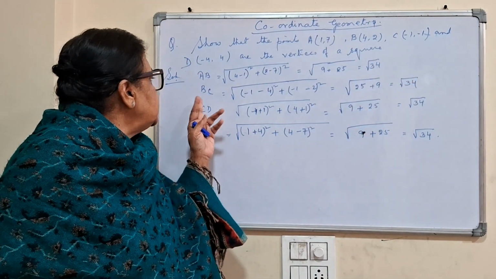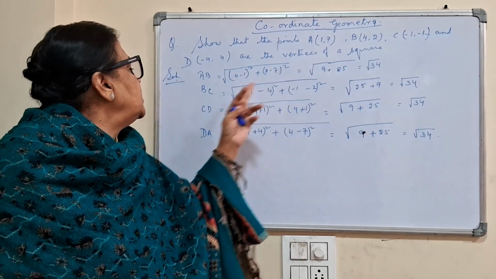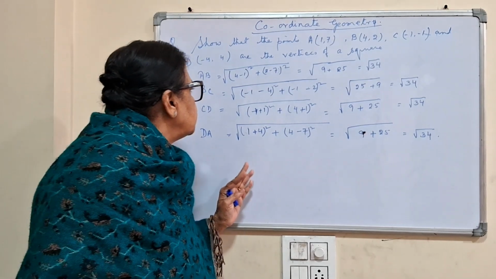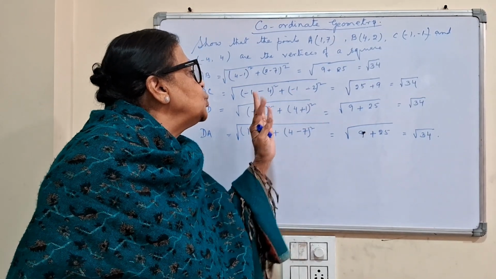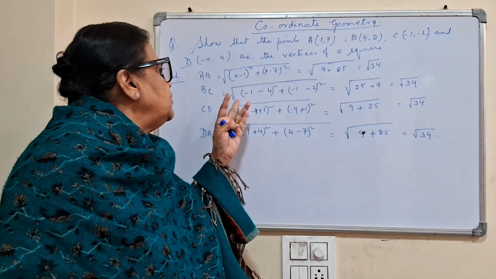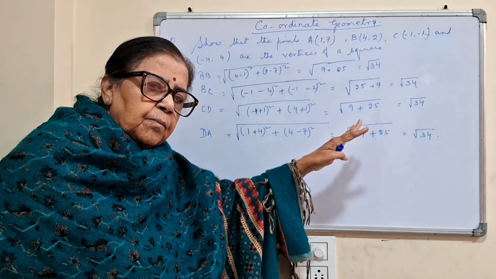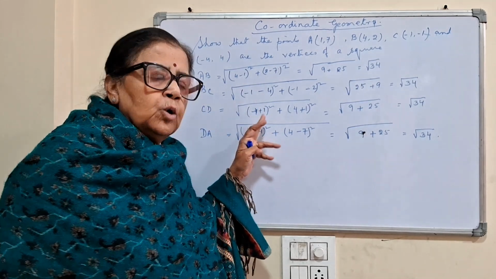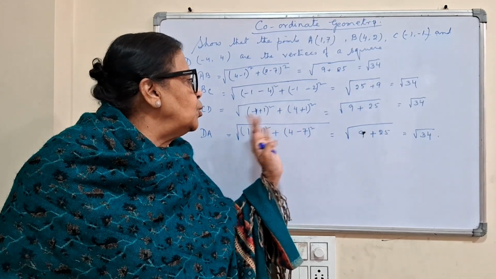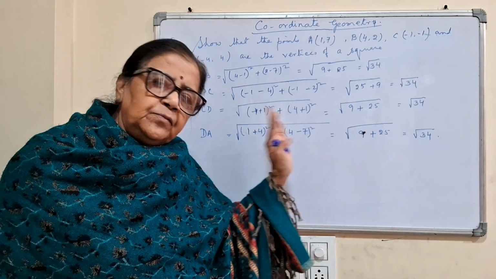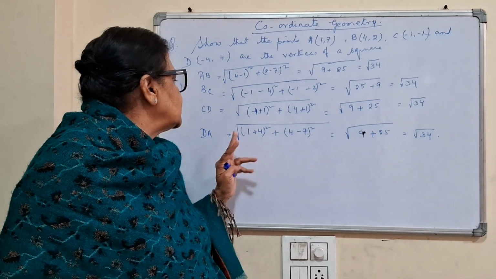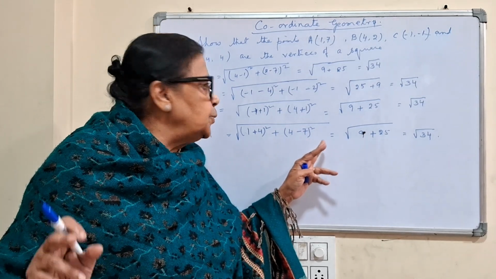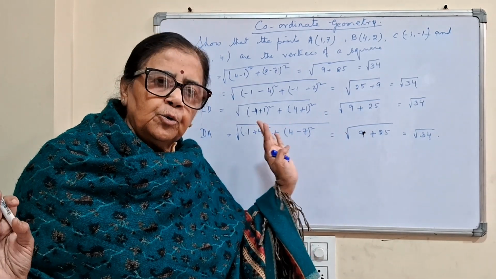Then BC is the square root of -1 minus 4 whole square plus -1 minus 2 whole square, that is 25 plus 9, again root 34. Similarly, CD is the square root of -4 plus 1 whole square plus 4 plus 1 whole square, that is 9 plus 25, root 34. Then DA is the square root of 1 plus 4 whole square plus 4 minus 7 whole square, which is 25 plus 9, root 34.